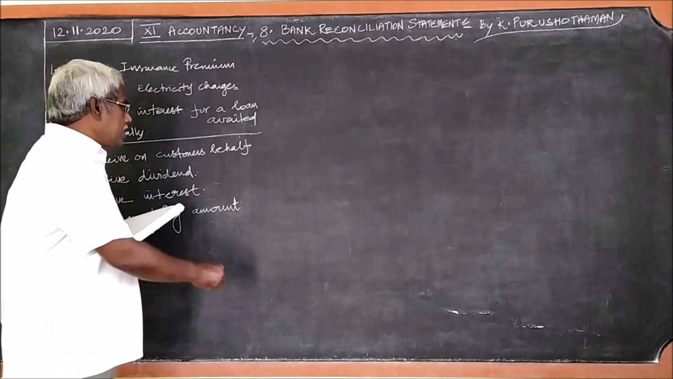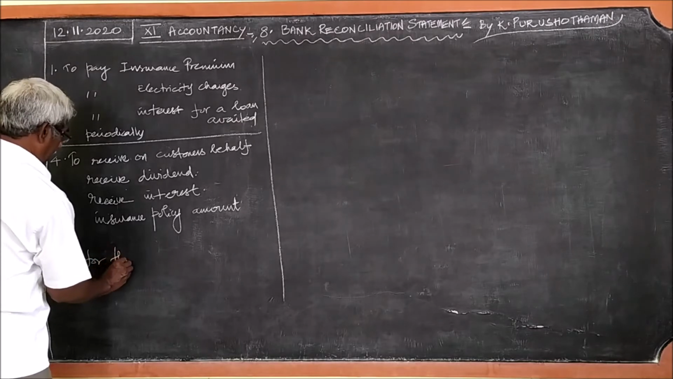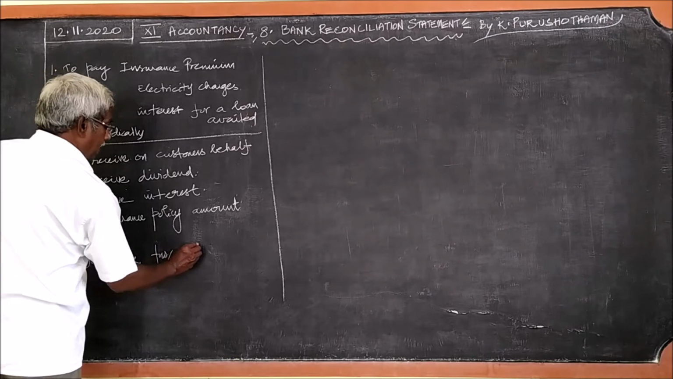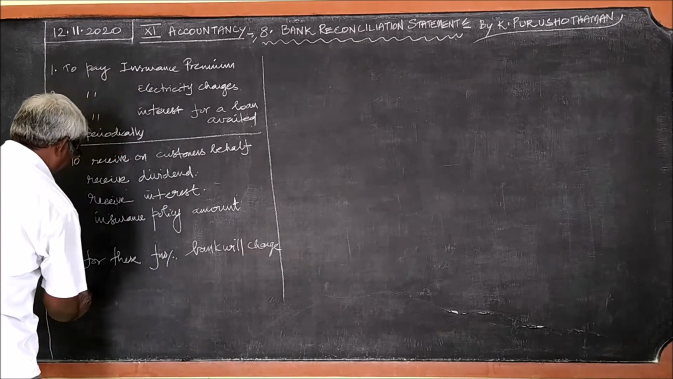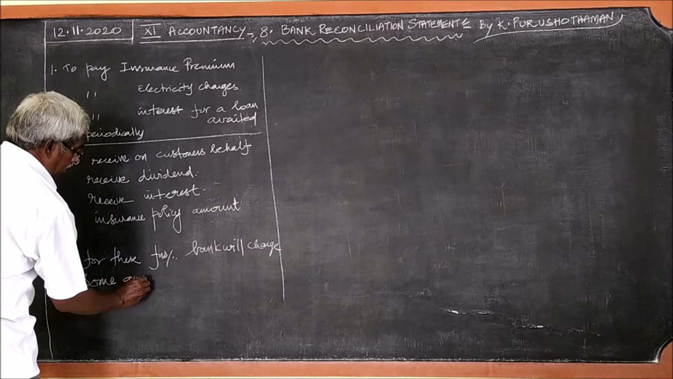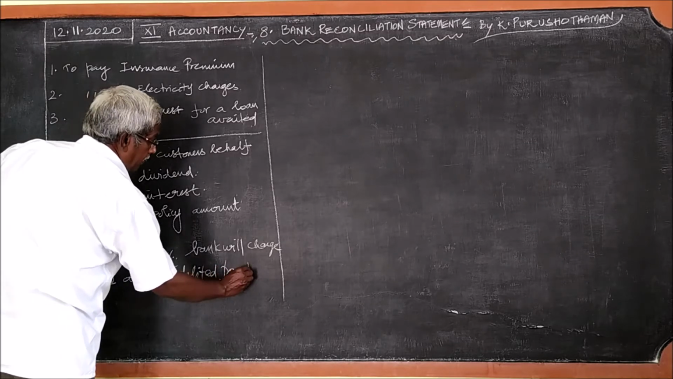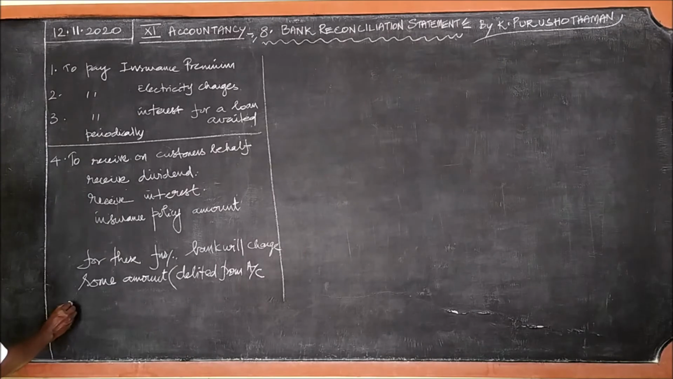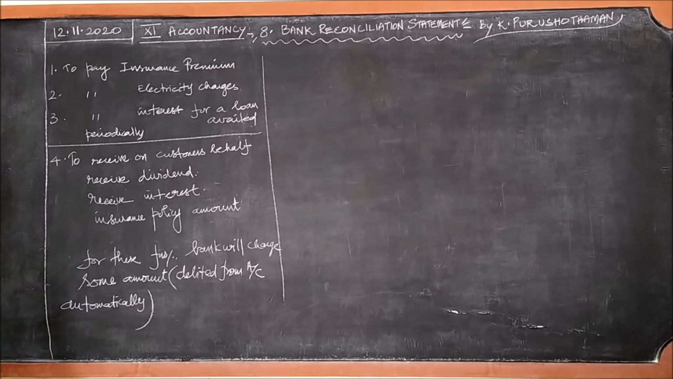They are called bank agency functions. And for these activities, the bank will collect some charges. For these functions, the bank will charge some amount. Charge some amount means it is debited from the account automatically. It will not ask permission. Automatically debited for these functions, the bank will charge some amount, which is called bank charges, which may be paid by the banker as per standing instruction.